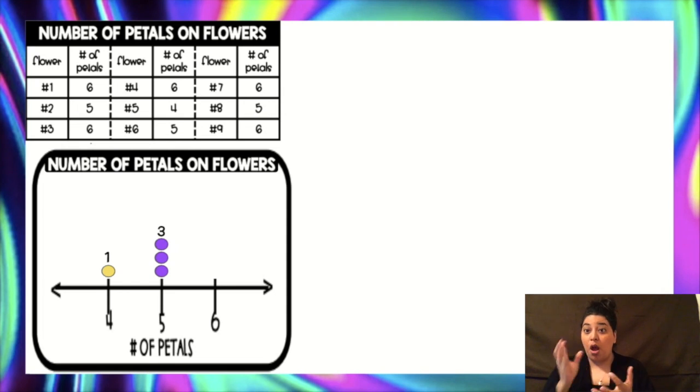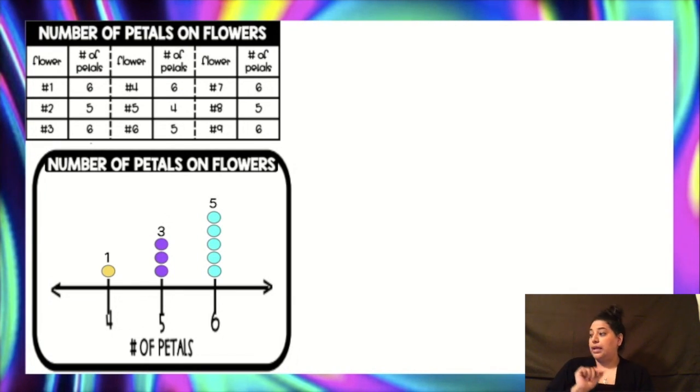Now we are going to be looking for flowers that have a total of 6 petals. So I went through and I circled all my flowers that had 6 petals. Looks like I've got 1, 2, 3, 4, 5. We're going to go ahead and take that number and transfer it to our dot plot. All right, so we have 1, 2, 3, 4, 5 dots for 6 petals, and we're going to label it.